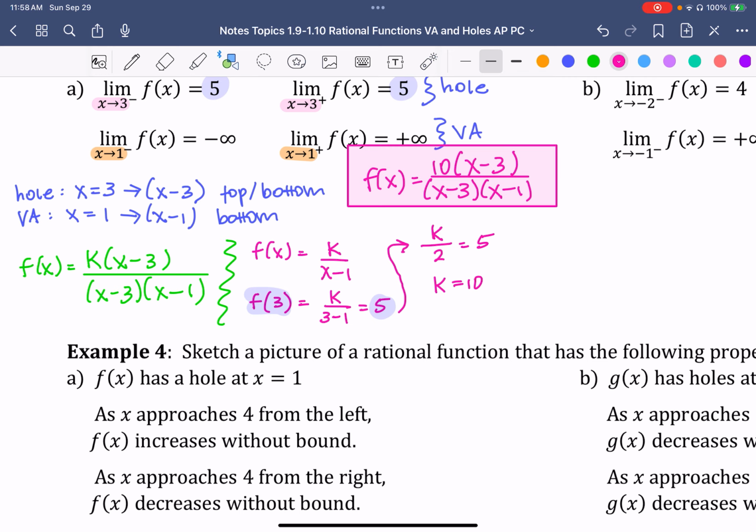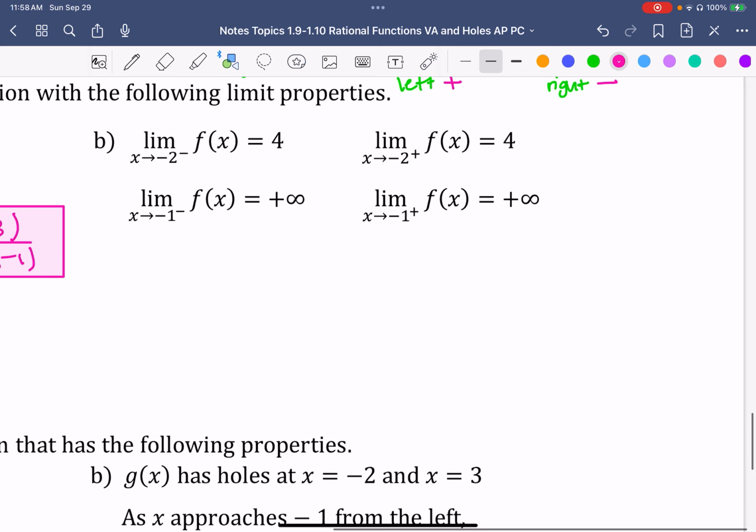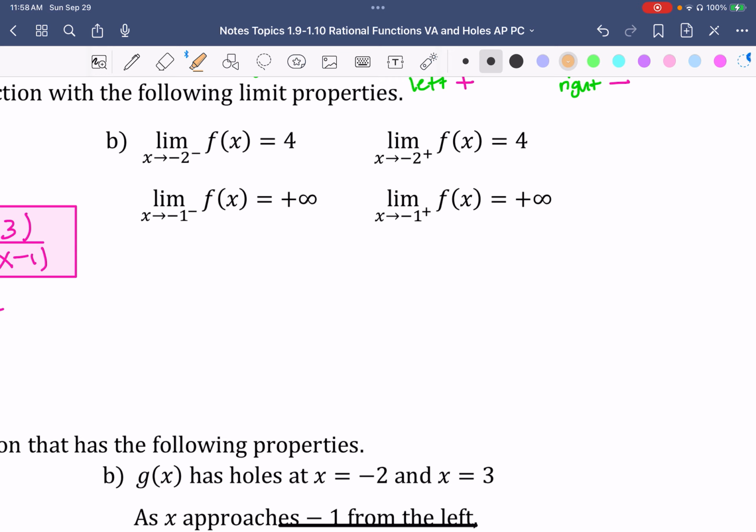Okay, let's try another one. All right, so I see underneath the limit statement, I have x approaches negative 2 from the left and x approaches negative 2 from the right. And I see that these are equal to a numerical number, so I know that these two are going to be referencing the hole. Underneath that, I have x approaches negative 1 from the left, x approaches negative 1 from the right, and they're both going up to positive infinity, so I know that this is going to have to be the vertical asymptote.